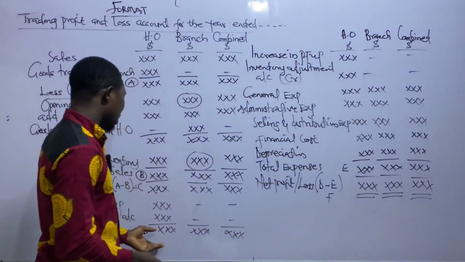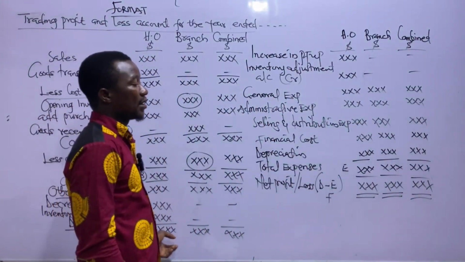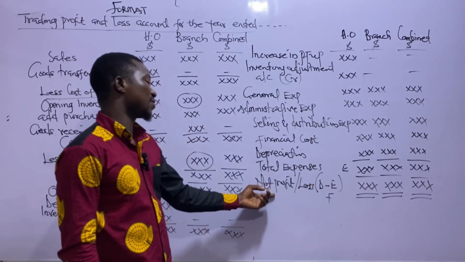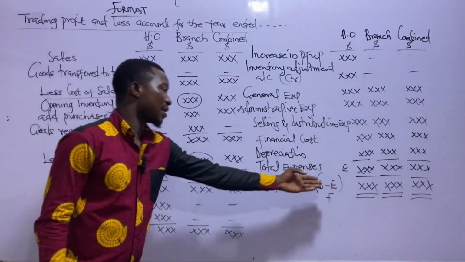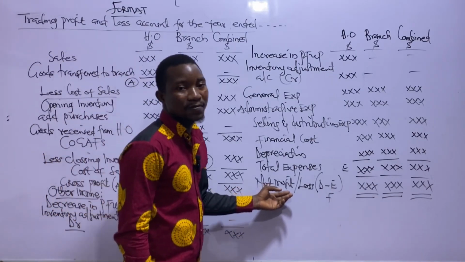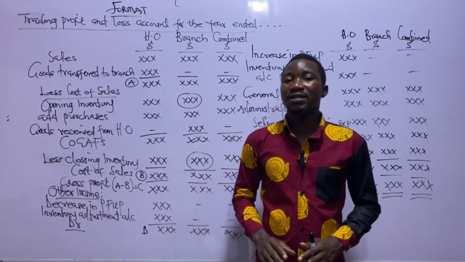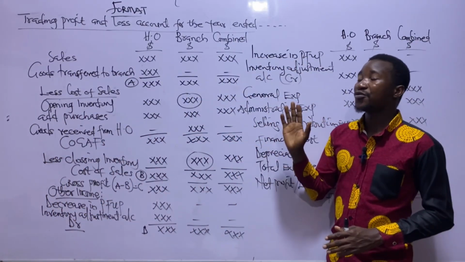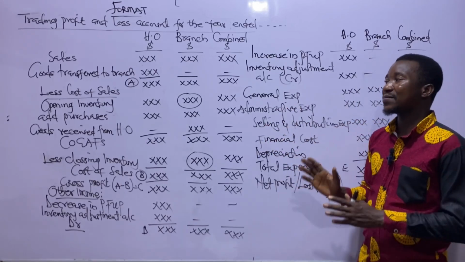So if the total profit is higher than the total expense, we have a net profit. If the total expense is higher than the total income or gross profit, we had a net loss. So basically, this is the format of the autonomous branch trading profit and loss account or income statement.